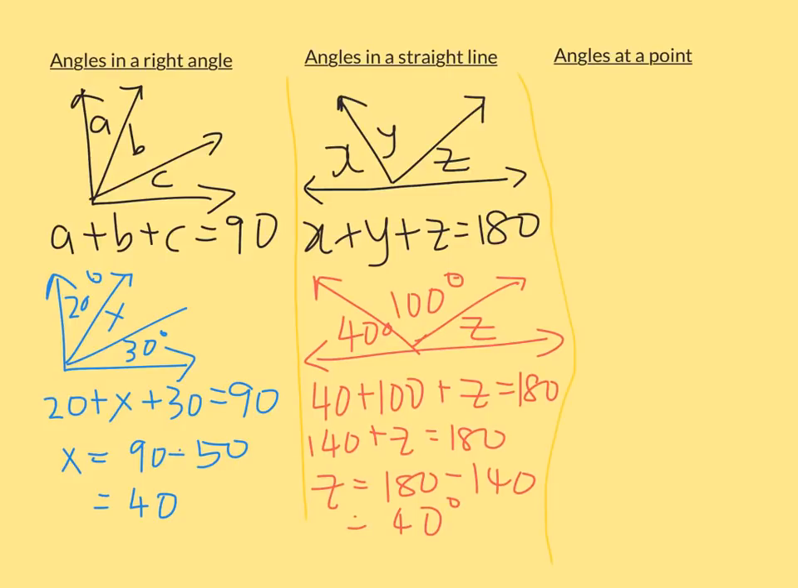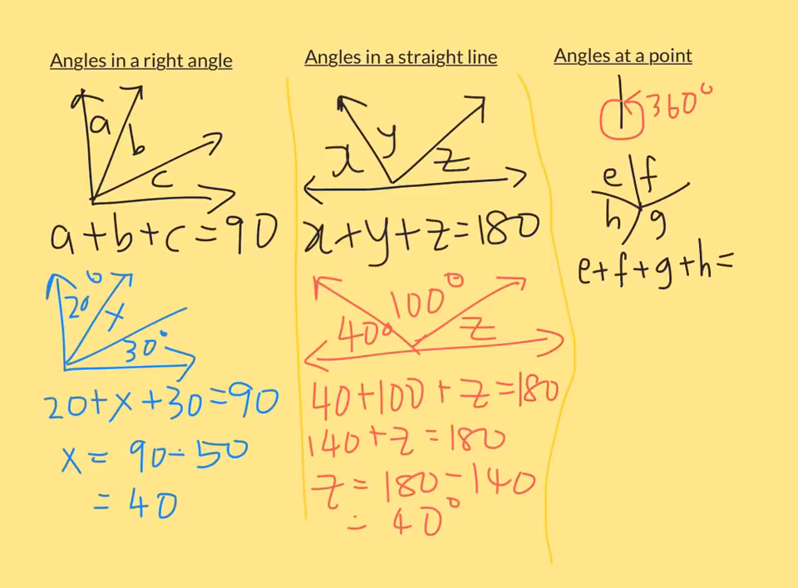Next, we'll look at angles at a point. We know that 1 revolution is 360 degrees. So if you have any angles, let's say 3 or 4 angles, let's say E, F, G, and H. If you add them up, they will give you 360 degrees because they are angles at a point.